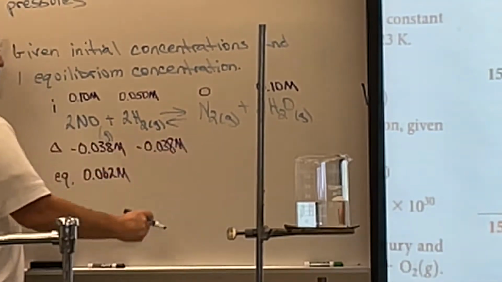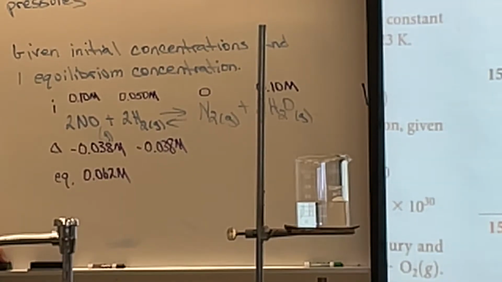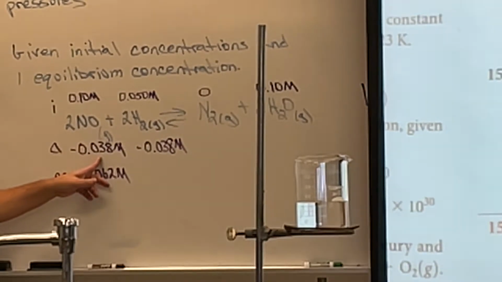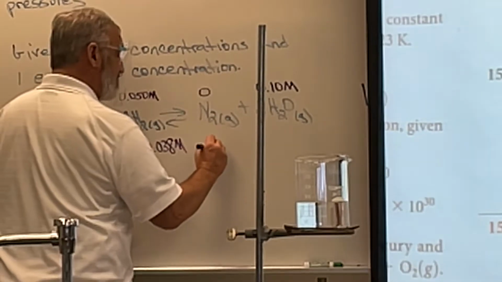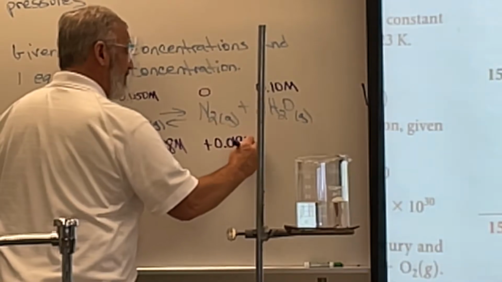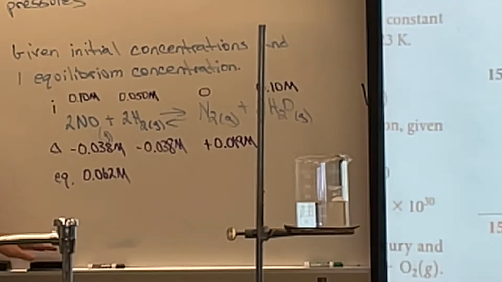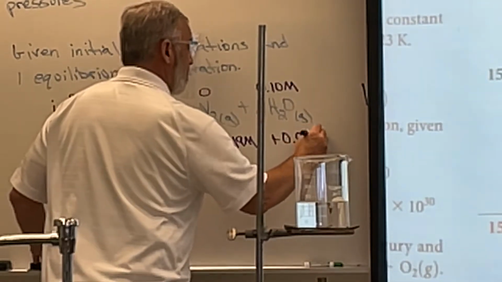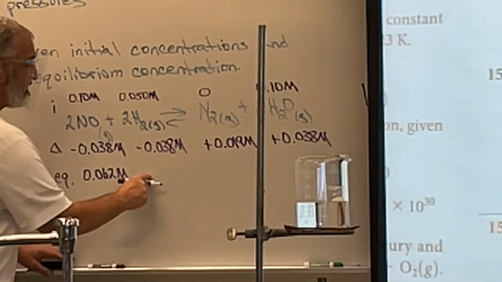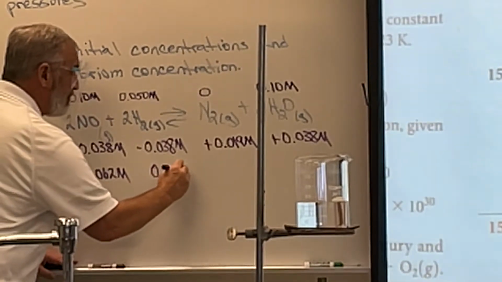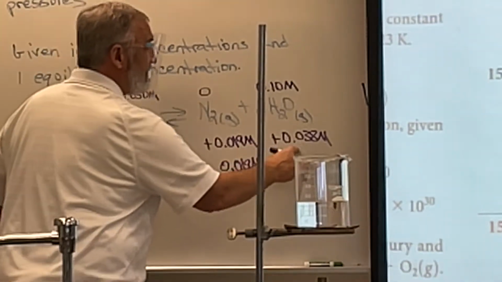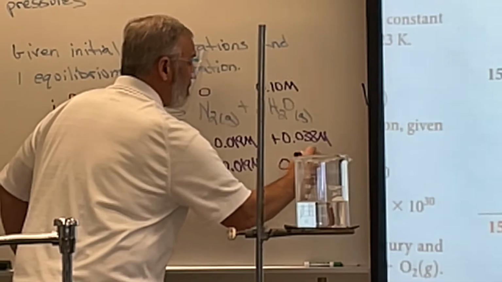How much of this got formed? Well, 2 makes how many? So 0.038 is going to produce 0.019, right? So this is going to be plus 0.019 molar. And what's this one going to be? Plus 0.038. So at equilibrium, when I subtract this, at equilibrium, this is going to be down to 0.012. This one is going to be the 0.019. And this one is going to be 0.138.